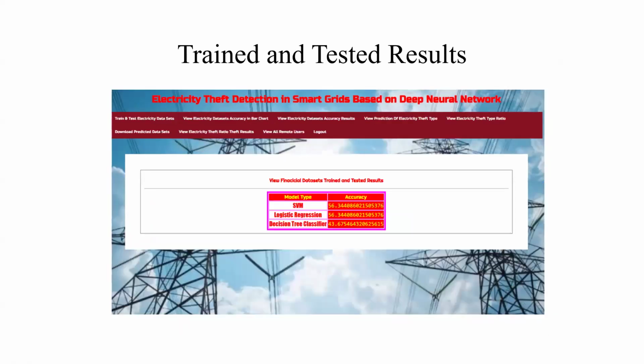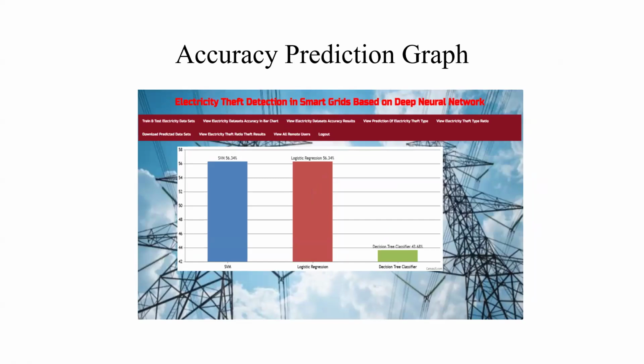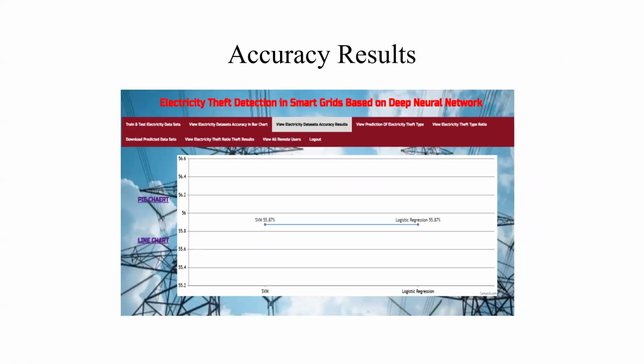For accuracy on training, we used SVM, logistic regression, and decision tree classifiers. These are the accuracy results of 3 algorithms. And this is the pie chart representation of our theft and no theft results. And for accuracy prediction, we use bar chart representation and line representation.